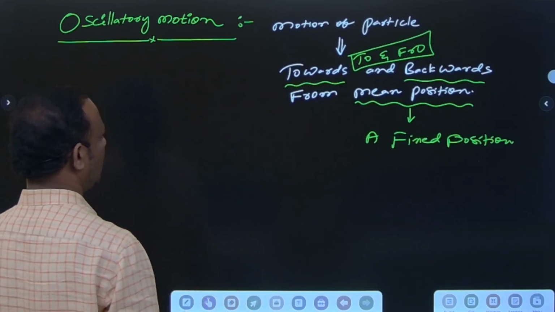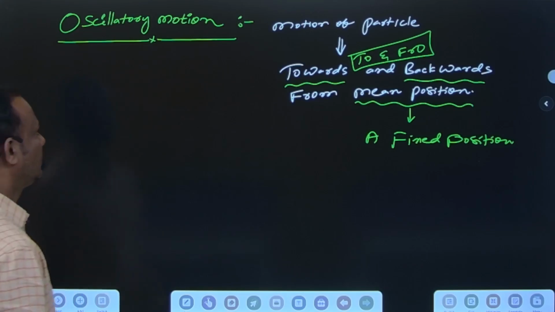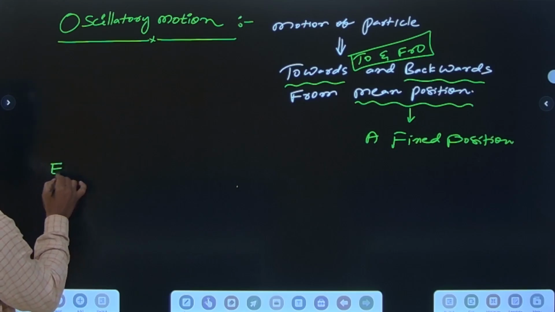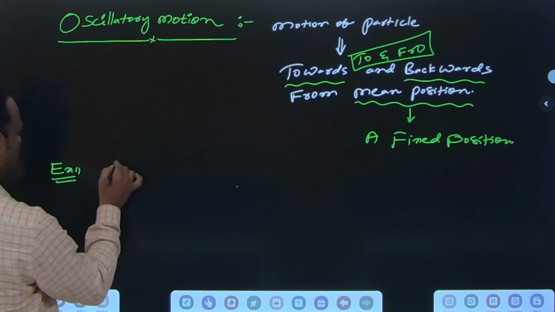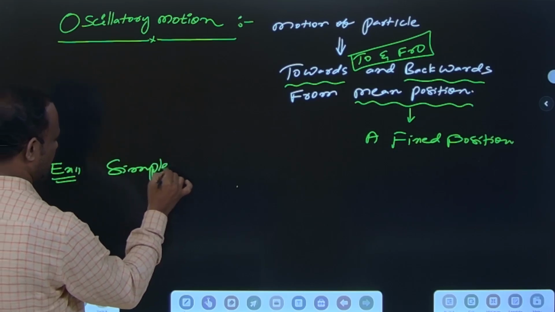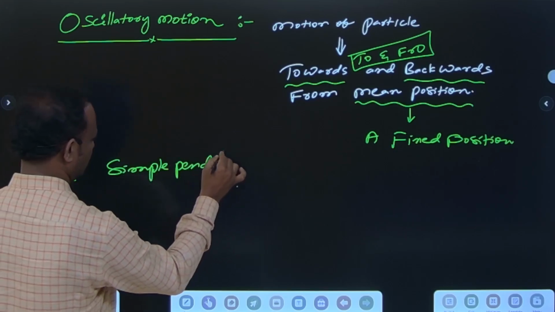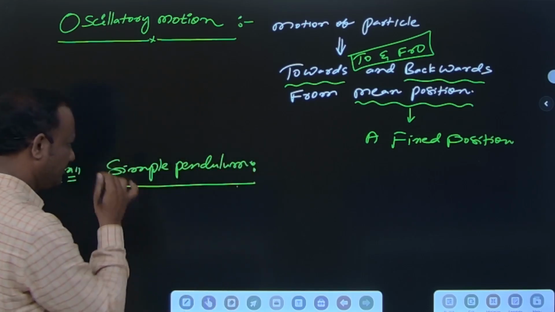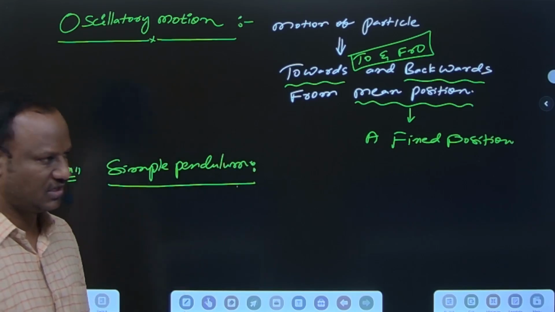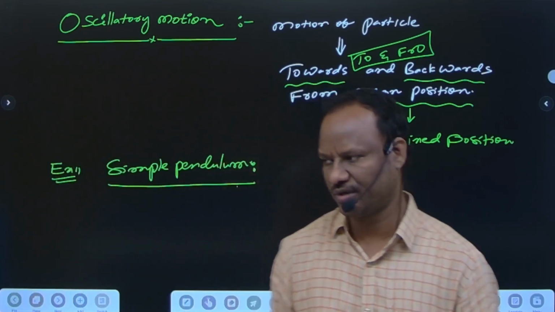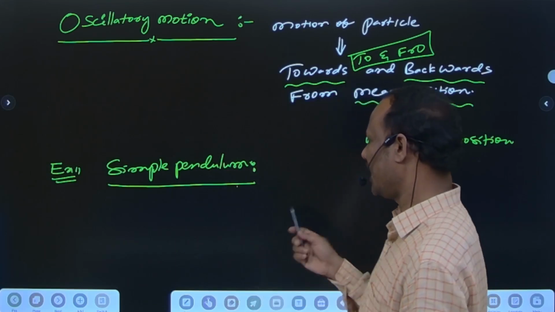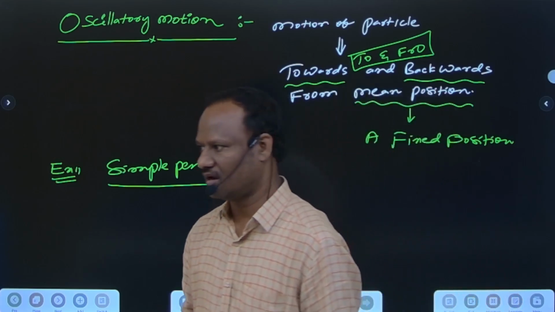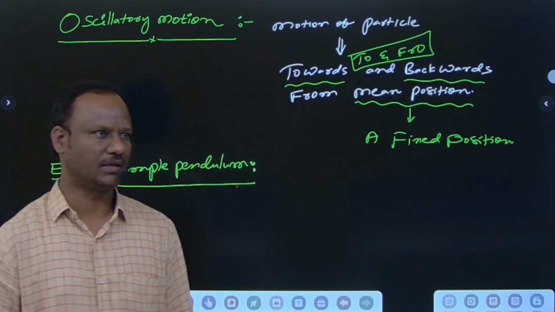So this is called oscillatory motion. In oscillatory motion, we can write so many examples. The first one is the simple pendulum. You know the simple pendulum is one of the examples of angular oscillations. Oscillations are of two types, as we just discussed: angular oscillations and linear oscillations. Linear oscillations means oscillations along the same straight-line path.